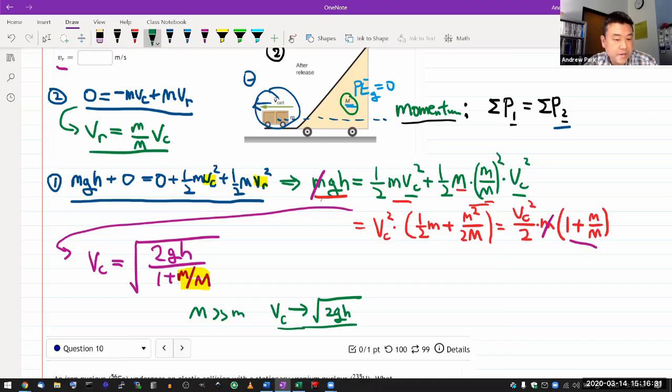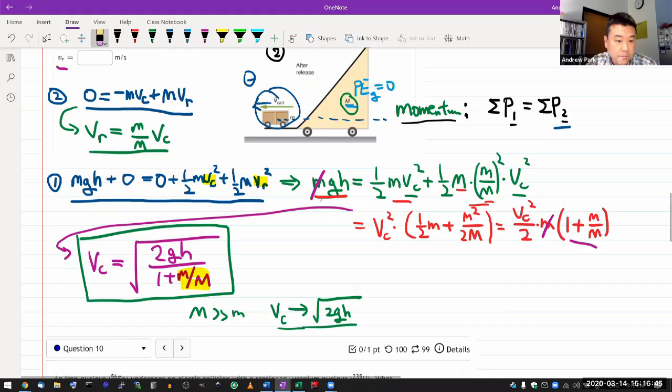So that's a kind of a sanity check, making sure that this answer here is compatible with other simpler answers that you know in a simpler situation. So at this point, I think it's easier to just plug in the numbers. And once I have a number for VC, I can plug that in for VR to get number 2. So let me just plug in the numbers with the calculator.